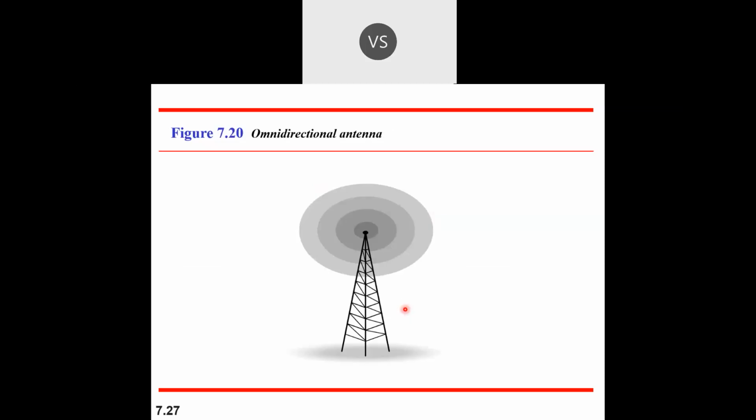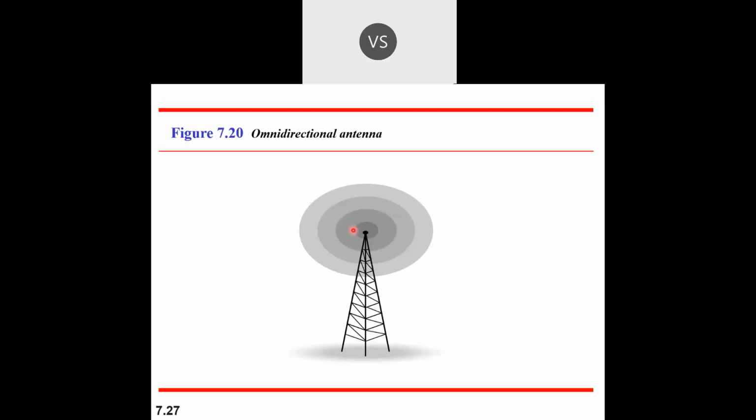For doing that communication, we require the omnidirectional antenna. Omnidirectional antenna means the antenna which will transmit the signal on all sides, on 360 degrees, generating the electromagnetic signal in all directions. So whatever the surrounding area is, everyone can receive the signal from that omnidirectional antenna.